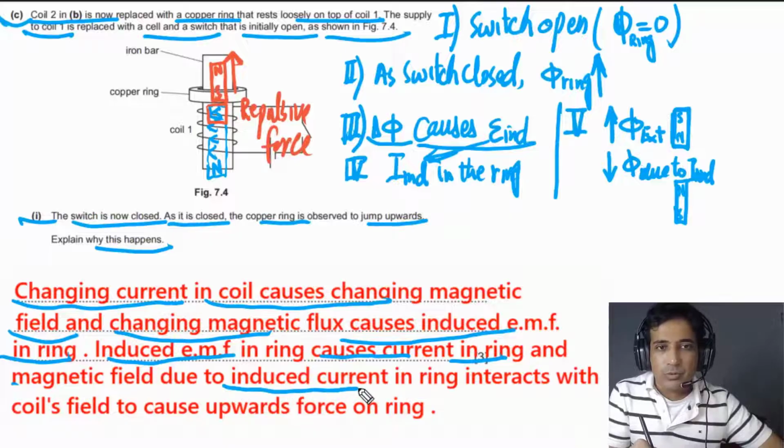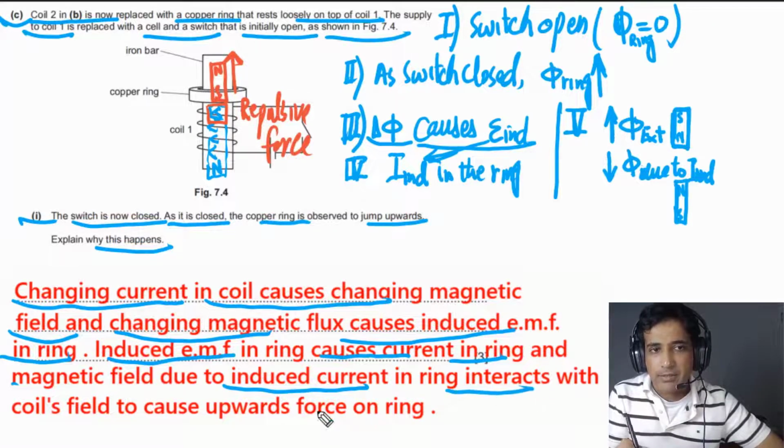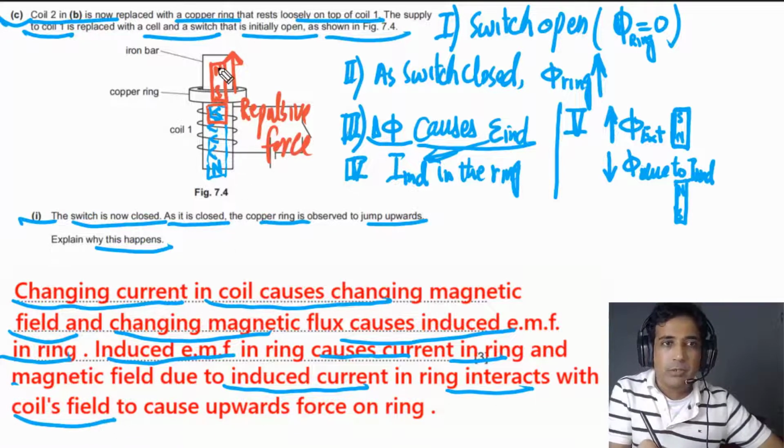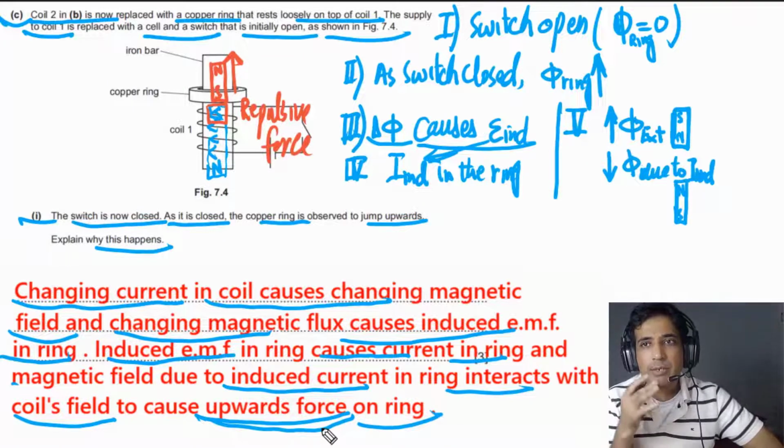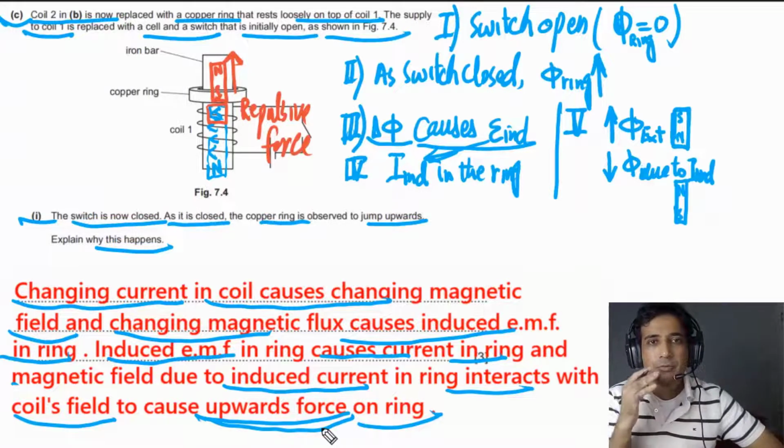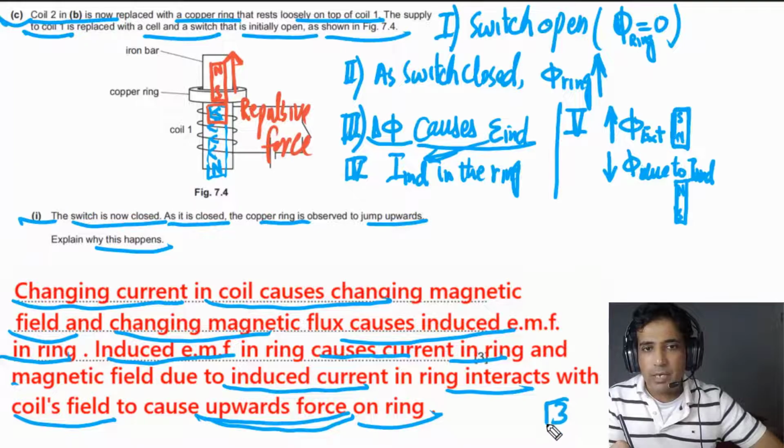The field due to induced current in the ring interacts with the coil's field, means these two magnets, their magnetic fields interact with each other, and cause upward force on the ring. That's all you need to write down for this question. If you write down your answer in this way, you will get 3 marks, full marks for this part of the question. I hope this is clear to you, and this is the key concept about EM induction.